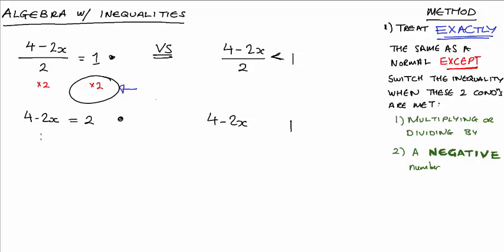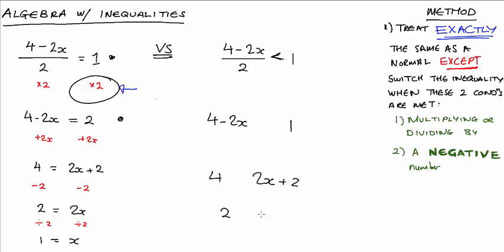So say here you added 2x. Now you've got 4 equals 2x plus 2. And then you would take away 2 from each side. Now you've got 2 equals 2x. Now you divide each side by 2. And finally you get 1 equals x. Again here, you've just got to be careful about this. So let me write all of this stuff down. Remember, all we've got to decide is, do we flip the sign or not flip the sign?